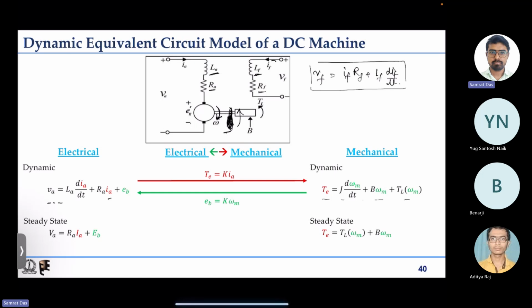The current is related to the torque by this relationship, Te equals K Ia. And again, this back EMF is dependent on the speed, that is the solution of this mechanical system. So whatever omega m is solved from the mechanical system has to be multiplied by some gain k to get the induced EMF, and that will be fed back.